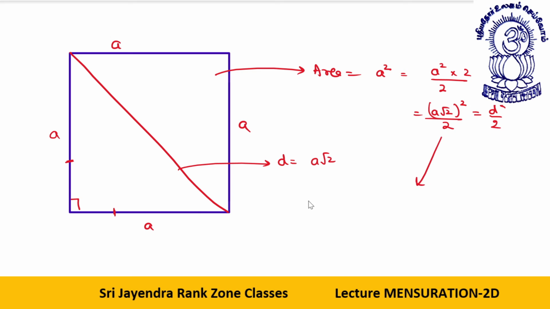From here I can say the area of a square is D square divided by 2. Clear?